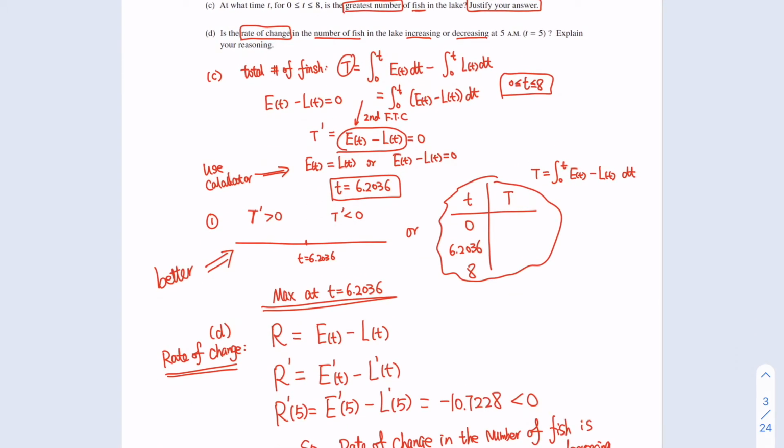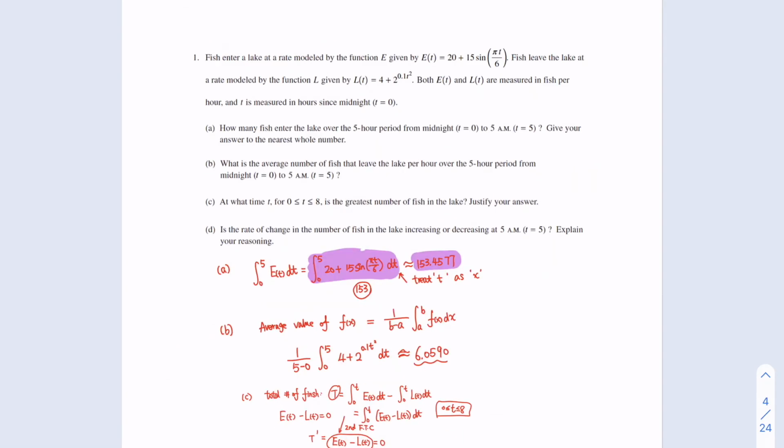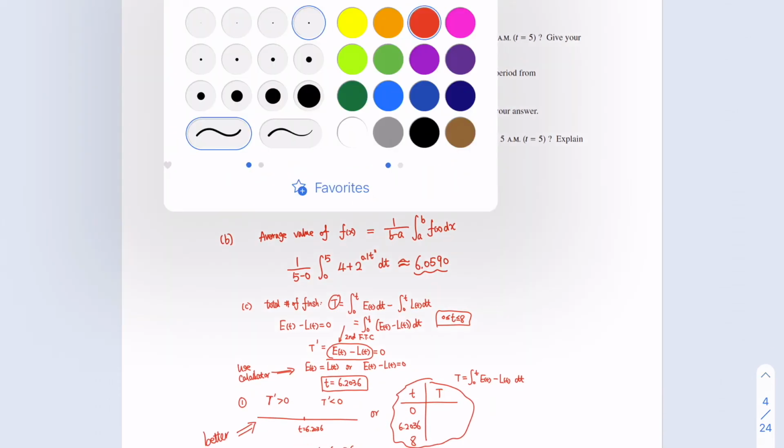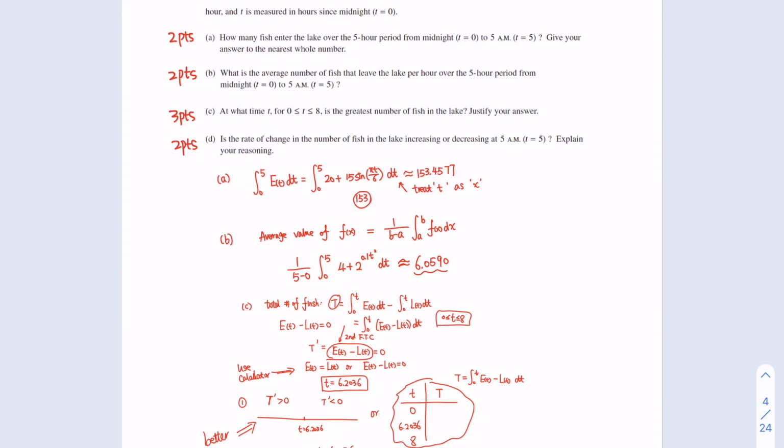Now parts A, B, C, D are all done. Let's put everything together and have a look at how they grade your test. This is the 9 points problem. So the first part 2 points, 2 points, 3 points here, and 2 points here. So I look at the rubrics. So this is 1 point. Final answer, 153, 1 point. Integration, 1 point. Final answer, 1 point.